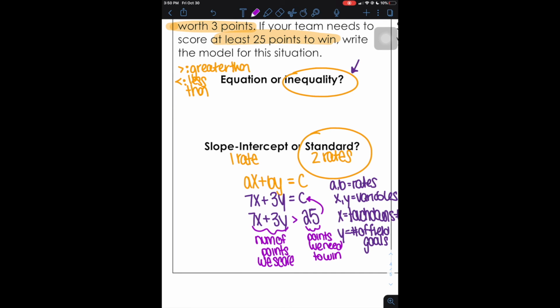It should be greater. But it says at least 25. So to me, that means we can score 25 and win. So that would actually be greater than or equal to. Because 25 makes you a winner, 27 does too. So yes, that would be the final for this question.